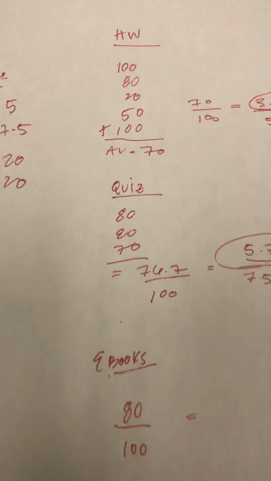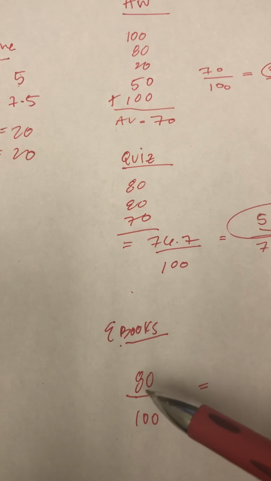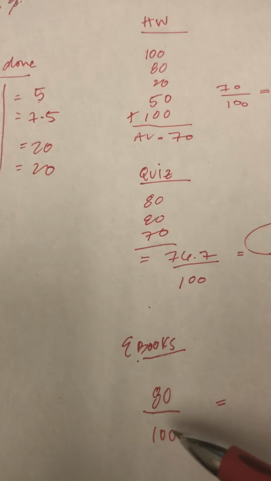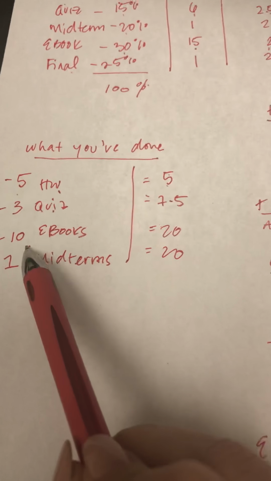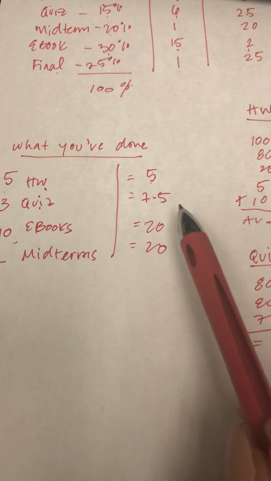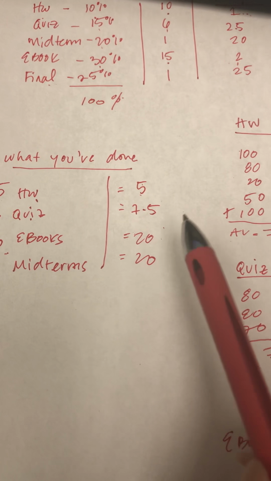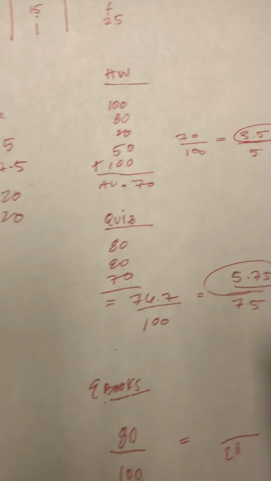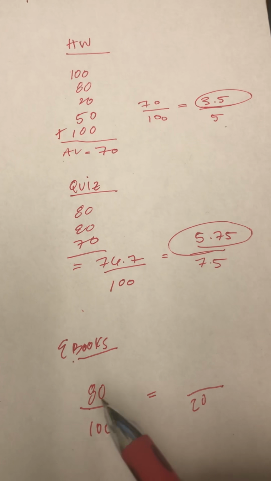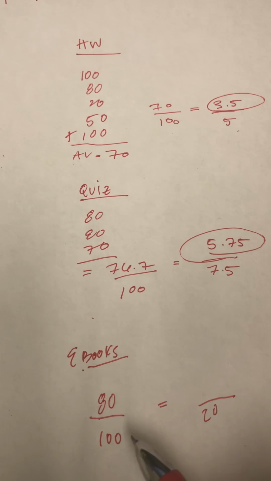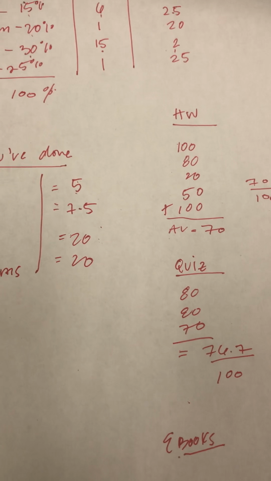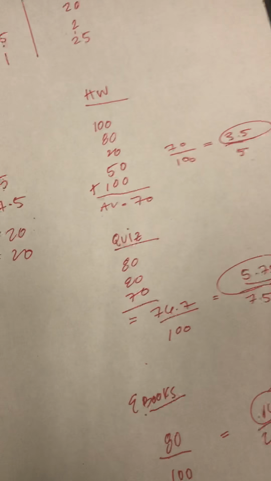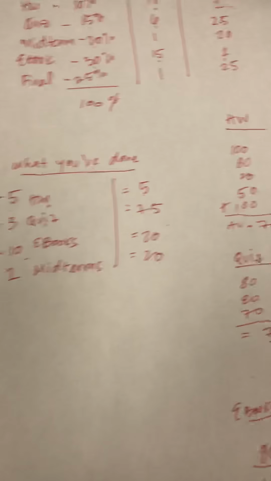Okay, and we know that the perfect score for all the ebook submissions right now, because I've done 10 at 2 points apiece, is going to be 20 points. Okay, so 20 is our bottom number. And I do my cross multiplication, 80 times 20 divided by 100, and that's going to give me 16. Hooray! And I can't circle because I'm down towards the bottom of the page.